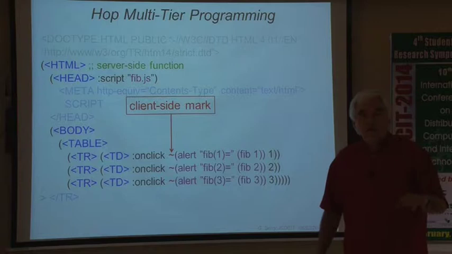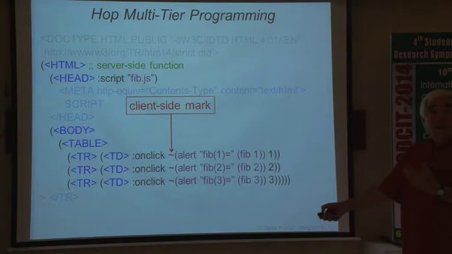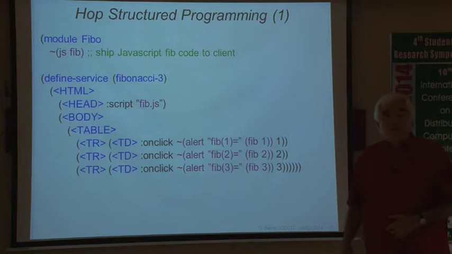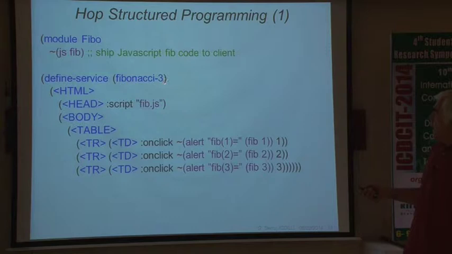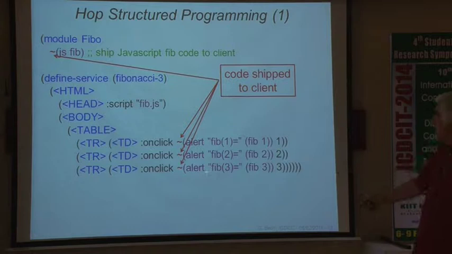So it's just a little bit better, but not much, because we know that we will have more power. Let's use this power. The first thing we can do is to define a service. A service is what? It's a thing called Fibonacci 3. Okay, it's put in a module, that's for structured programming. So this says ship the JavaScript code of FIB to the client, nothing special. Define a service here, and this is a program in the service. The service will go on the server, and when the service is called, it compiles and ships this code to the client automatically.